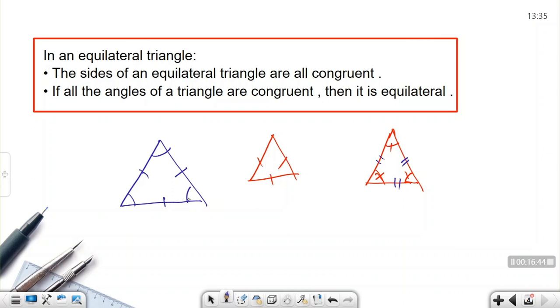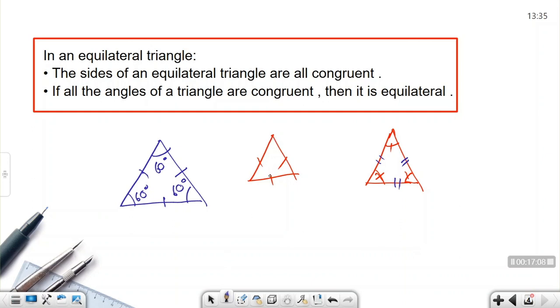let's say this is an equilateral triangle, all angles must be 60 degrees. So all of them are 60 degrees, 60 degrees, 60 degrees. 60 plus 60 plus 60 is 180. So that's all about the equilateral triangle.